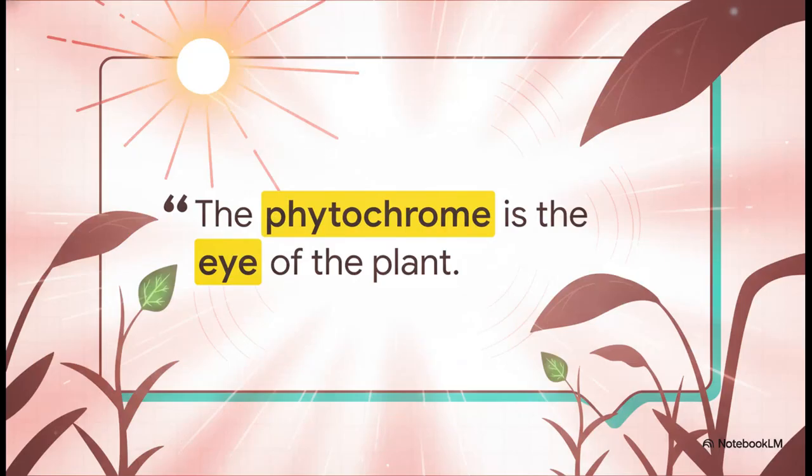There's a quote that I think perfectly captures the magic of what we are looking at. The phytochrome is the eye of the plant. Phytochromes actively sense the ratio of red to far red light, which tells the plant if it's out in the open sun or being shaded by the canopy of a competitor. It is a built-in, highly sensitive, environmental radar system.